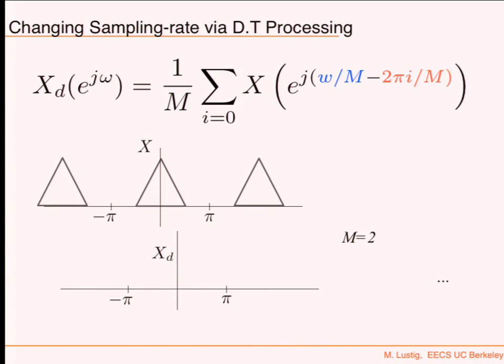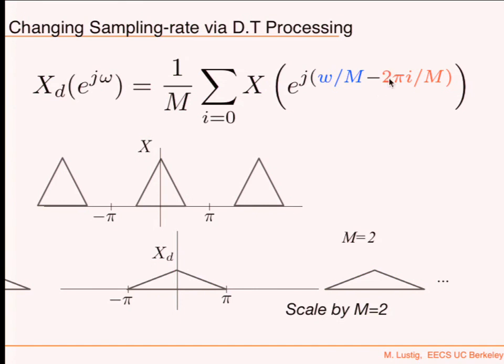So here's how it works. Let's say I have a signal whose DTFT looks like this. It starts from minus pi over 2 to pi over 2. Now I downsample by a factor of 2. If I downsample by a factor of 2, I stretch it by M equals 2. That's what it says, stretch. So I stretched it.